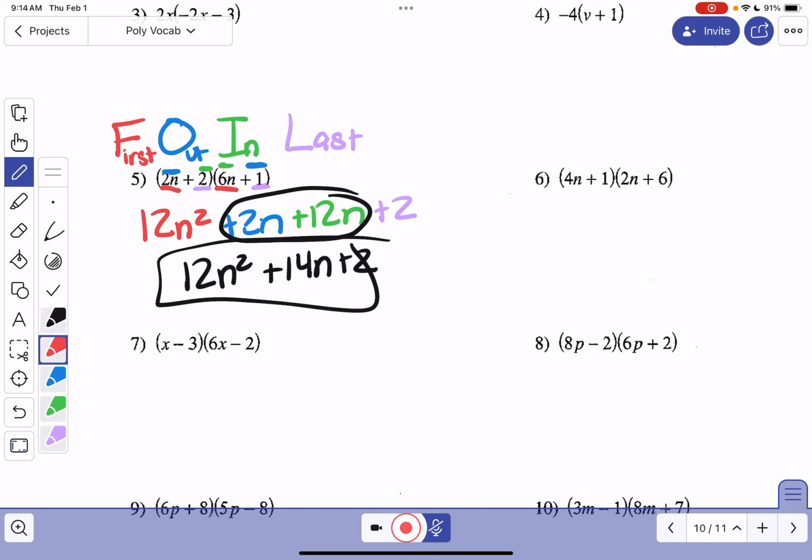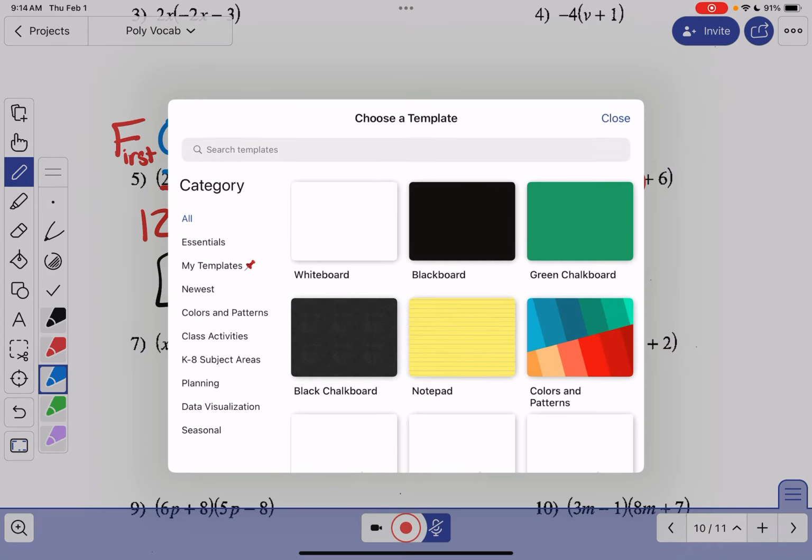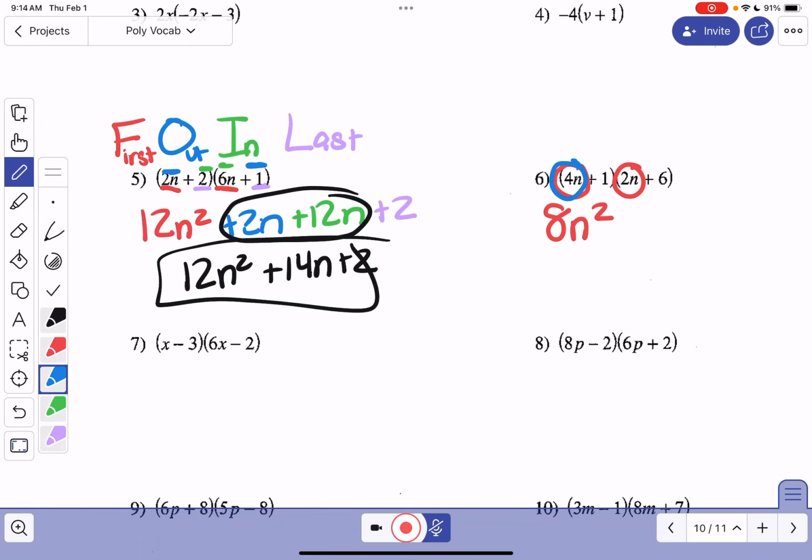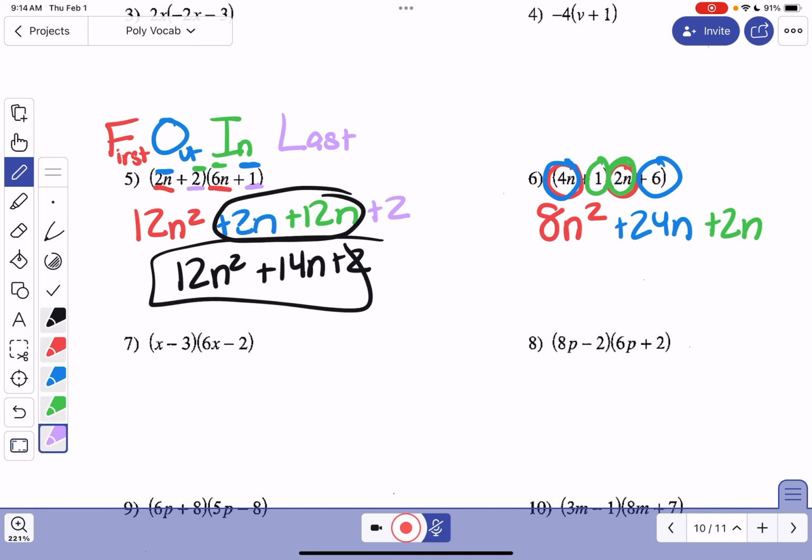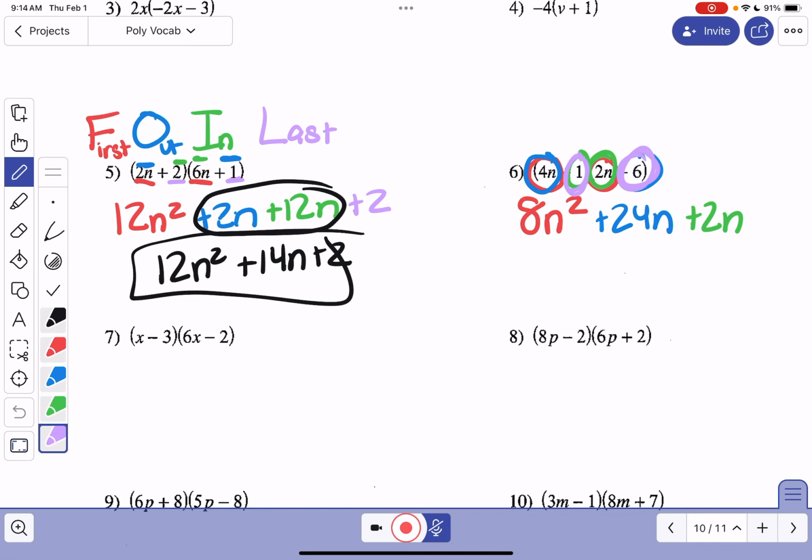So I'm going to do one more. First is the first term in each. That'd be 8n squared. Outside are the terms on the outside of the problem. 4n times 6 is 24n. Inside are the terms on the inside, so 1 times 2n is 2n. And last is the last term in each binomial. 1 times 6 is 6. Then combine like terms. So we get 8n squared plus 26n plus 6.